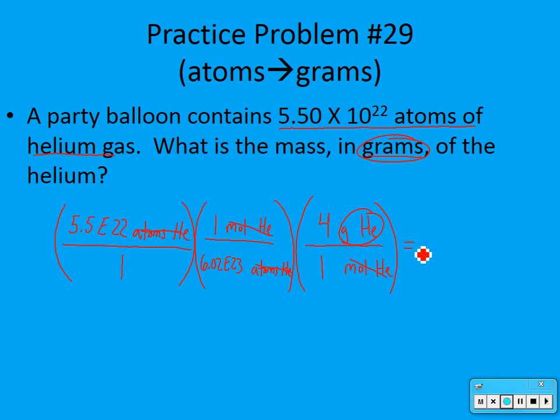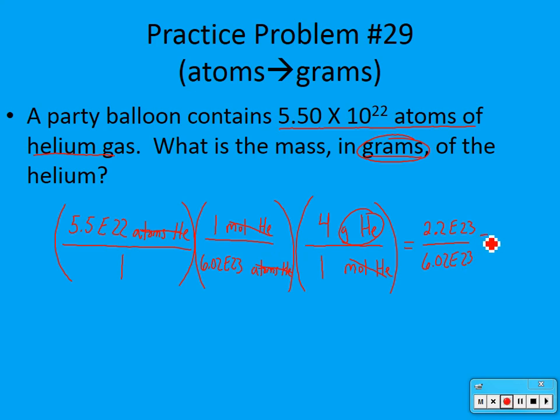So 5.5 times 10 to the 22nd times 4 is equal to 2.2 times 10 to the 23rd. Now let's go across the bottom. We got 1 times Avogadro's number times 1. So I'm going to put 6.02 e to the 23rd on bottom. And let's divide those two numbers.